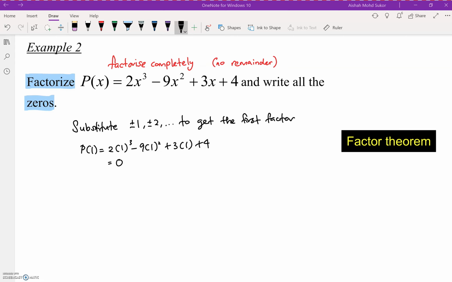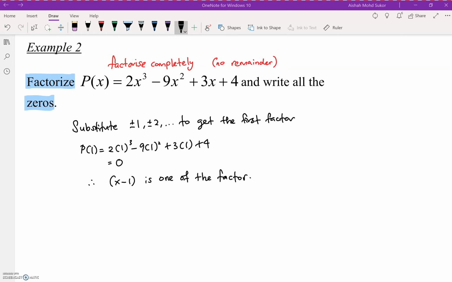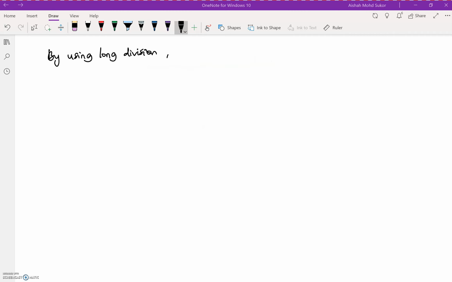We try to substitute x equals 1, we get p(1) equals 0. Therefore, x minus 1 is one of the factors. So we can use x minus 1 to be our divisor. By using long division, we can write. As x minus 1 is our factor, we need to make sure that we end up with no remainder.